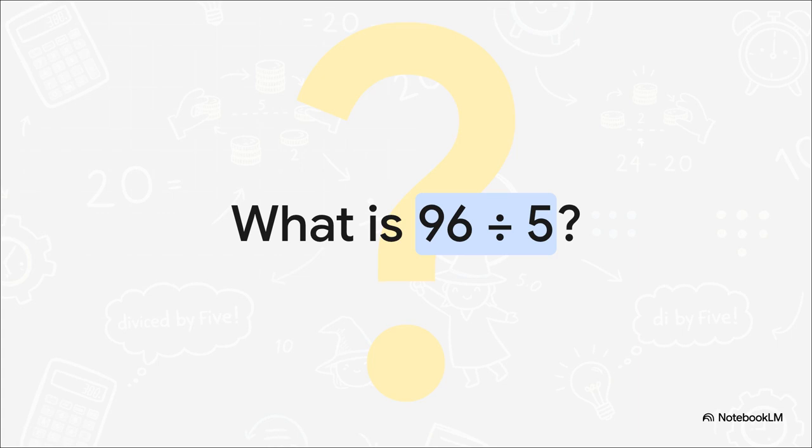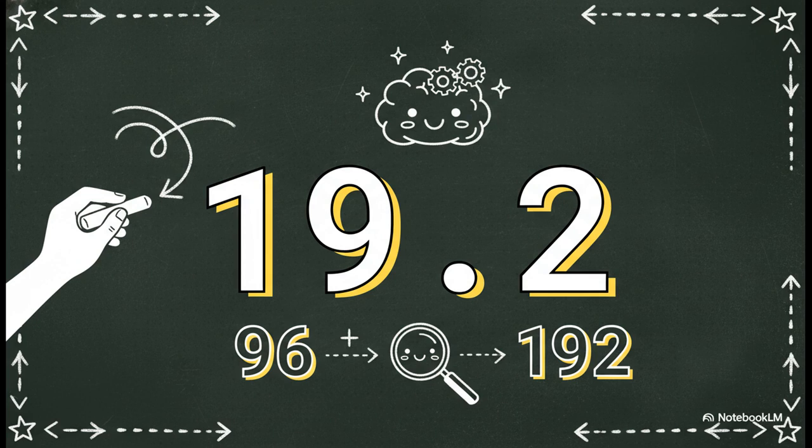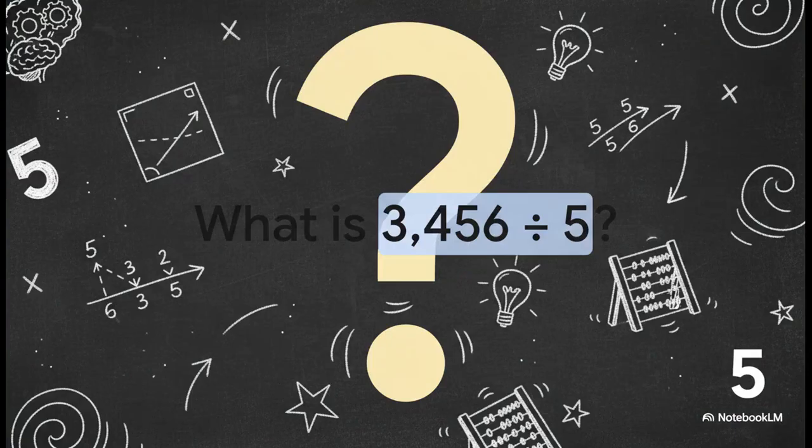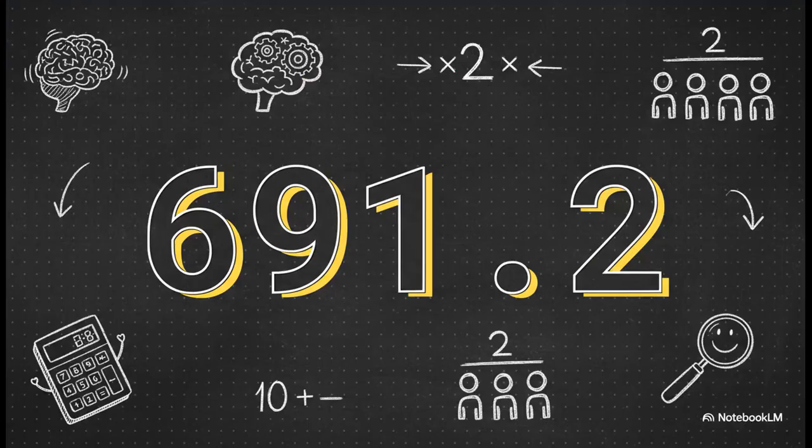Okay, next one. Let's go even faster. 96 divided by 5, double it, move the decimal, go. The answer is 19.2. Because double 96 is 192, move the decimal, you're done. Are you starting to see the pattern here? This is so powerful. Okay, let's step it up. How about a bigger number? 3,456 divided by 5. Does our little trick still work? Of course it does. The answer is 691.2. Doubling 3,456 gets you 6,912. Shift the decimal, boom. The size of the number really doesn't make the trick any harder at all.